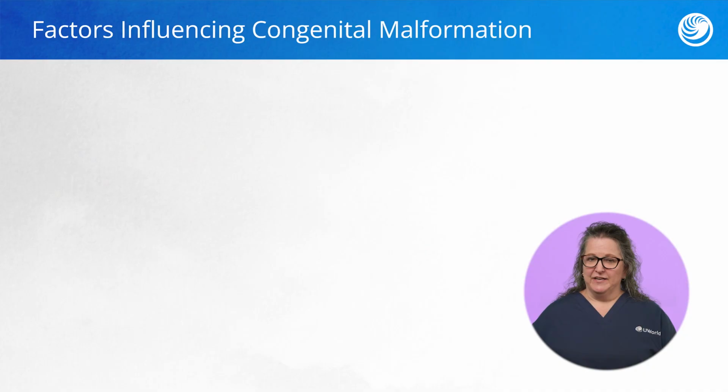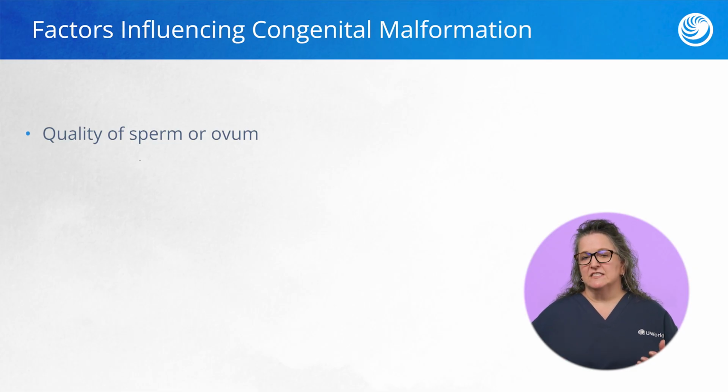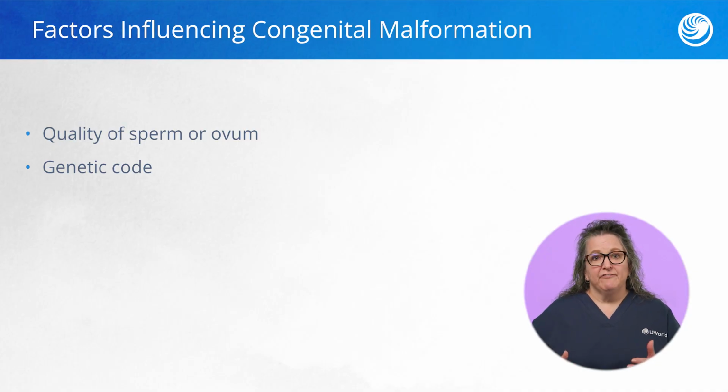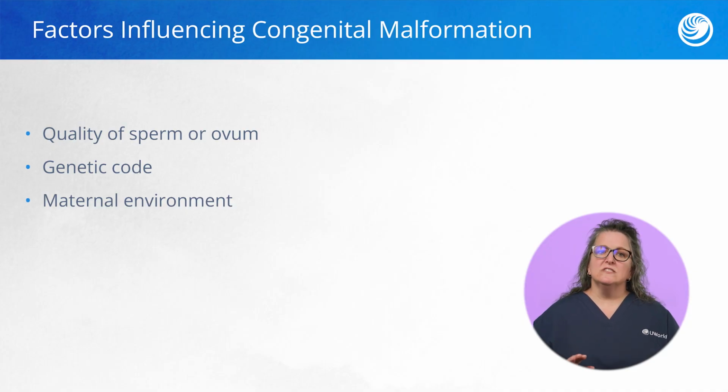Factors influencing congenital malformation. Quality of sperm or ovum. If either of these is inferior, the zygote that is formed will also be inferior. Genetic code. If there is a flaw in the genetic code, maybe a genetic disorder, that will affect the developing fetus because it will be passed on to the fetus. If any of these are affected during cell multiplication and differentiation, every cell of the zygote is affected. If the maternal environment is unfavorable, the zygote cells may die, the embryo may be affected, or spontaneous abortion could take place.